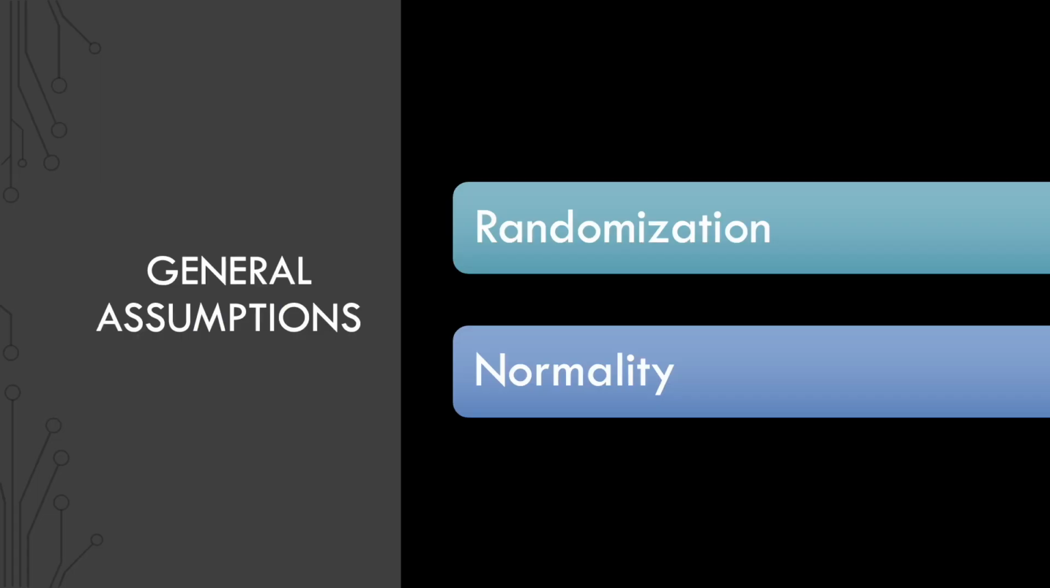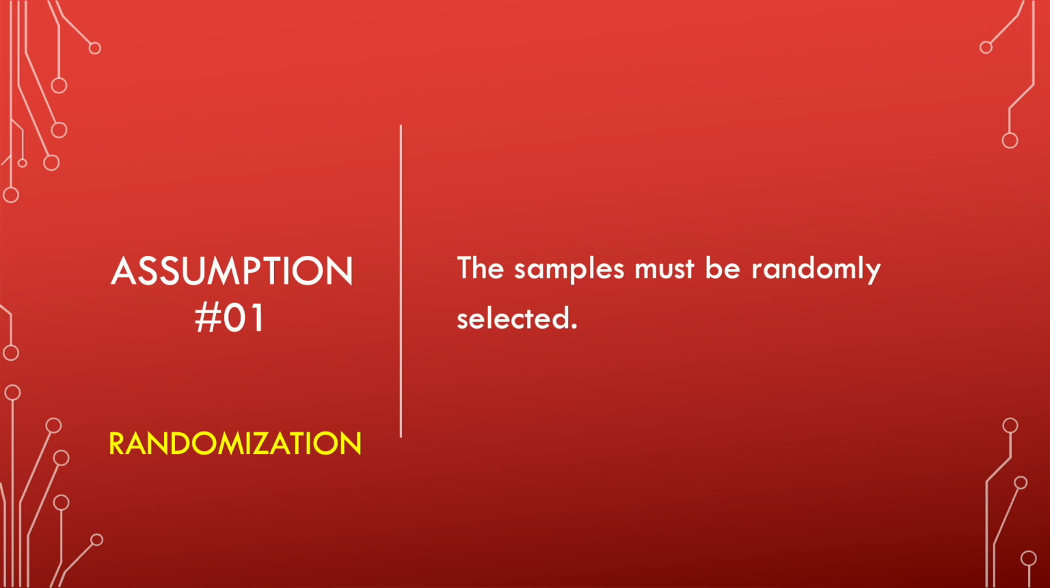In doing statistical inference, there are two general assumptions, randomization and normality. Pero, meron pang ibang assumptions na dapat nating i-check depende kung anong inference yung gusto nating gawin. So first assumption is on randomization. The samples must be randomly selected.